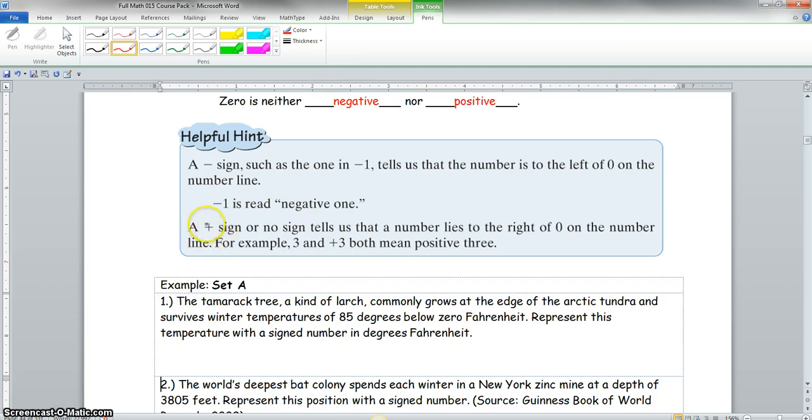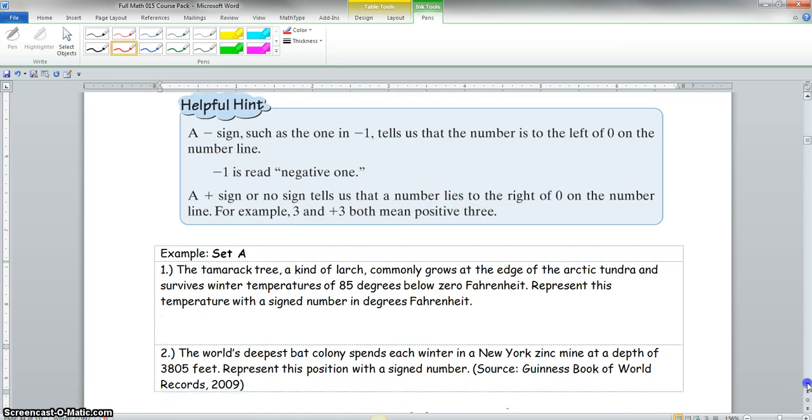Now I know this looks like a plus sign, but this is a positive sign. A positive sign, or no sign, tells us that a number lies to the right of 0 on the number line. For example, 3 and +3 both mean +3.